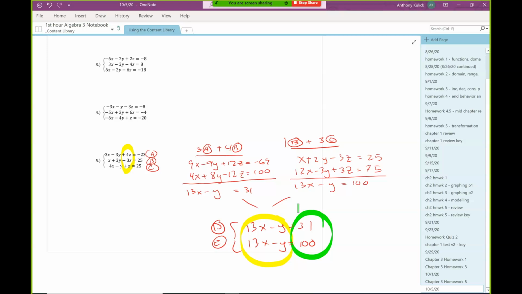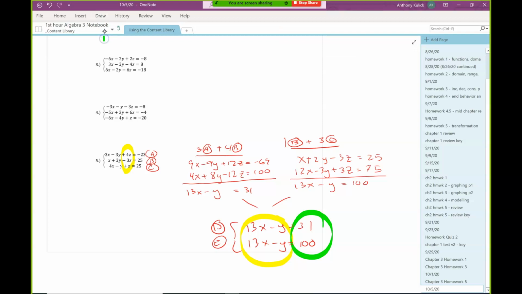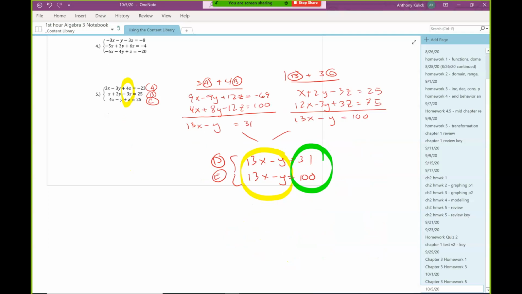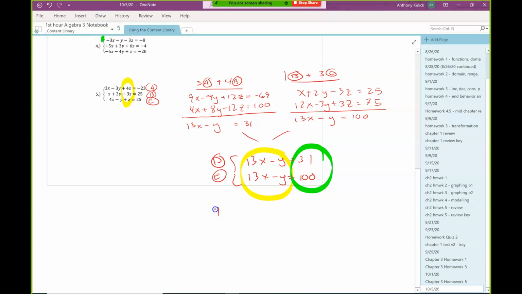If you didn't make that observation, though, let's show what happened, because again, in a stressful situation like on a test or something, you might not notice that that was what was going on. So let's just say, for the sake of argument, we wanted to cancel out the x's. Sound okay? So to do that, we'll do -1 times equation E and we'll add that to D.